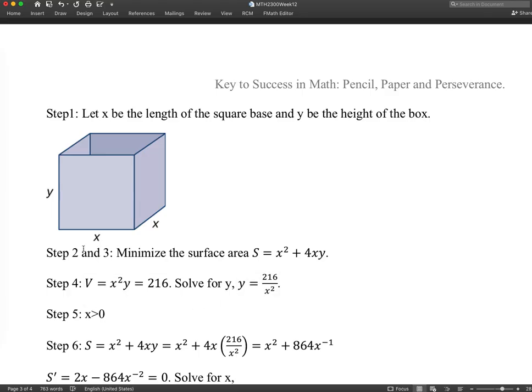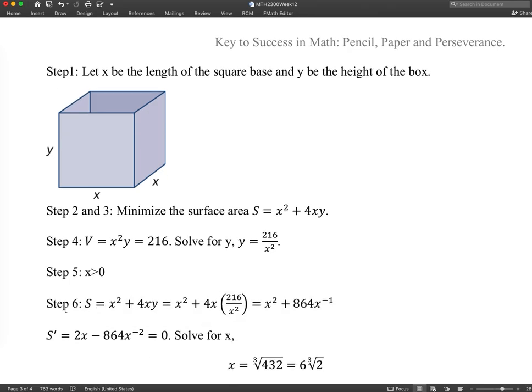About the restriction for x, you could figure out more details, but let's skip some details. At least we can tell x will have to be positive. The negative answer won't work here. Then in step 6, we get everything into a function of a single variable. The surface area is calculated in this fashion, but y can be replaced with the formula in terms of x. So indeed, we have a function in terms of x only, right?